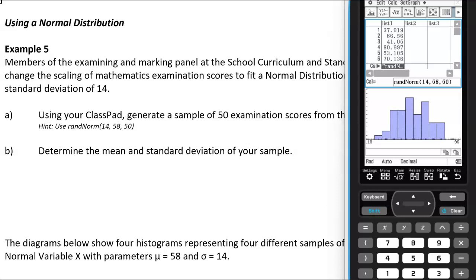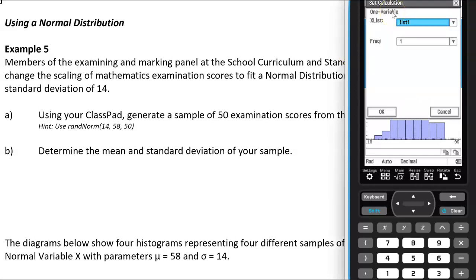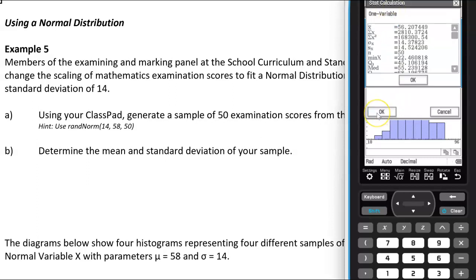So once we've done that, putting in our parameters, then from there we can calculate whatever statistics we want. In this case, I've asked for mean and standard deviation. So if we go Calc, and again, it's one variable, List 1, all the data's in List 1, frequency of 1. And from here, for my data, there's my mean and standard deviation.